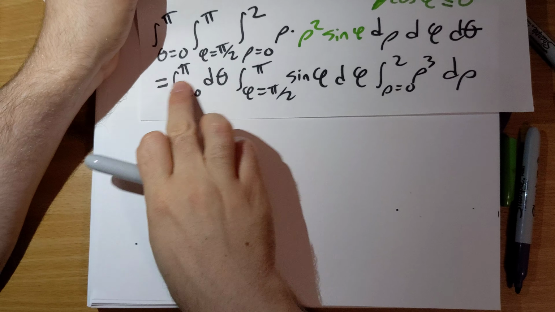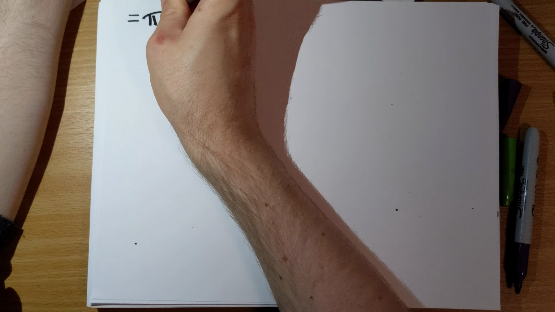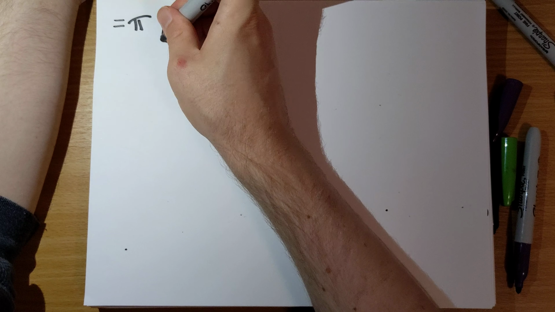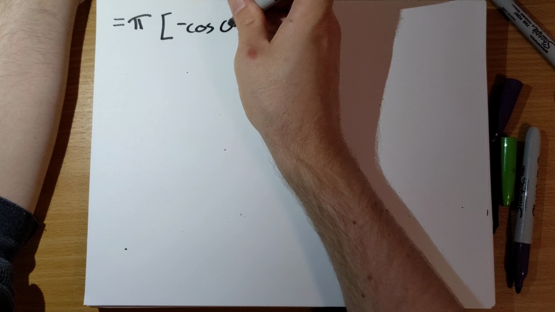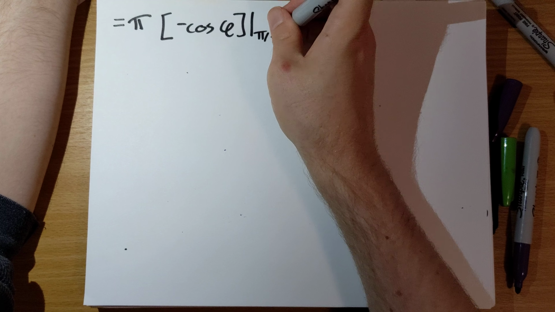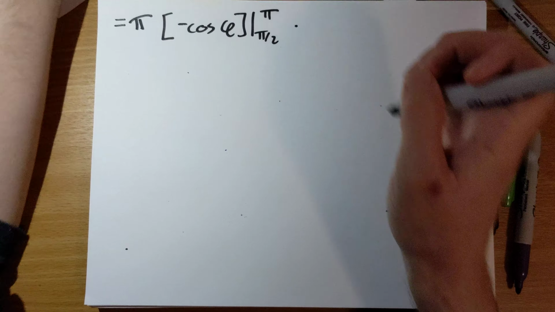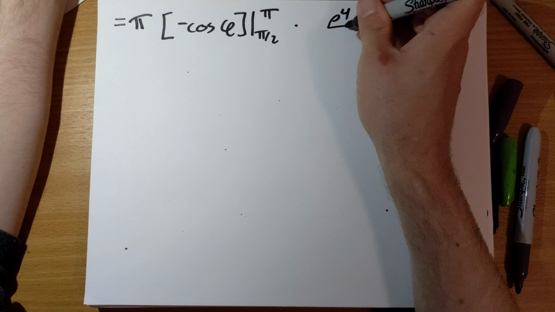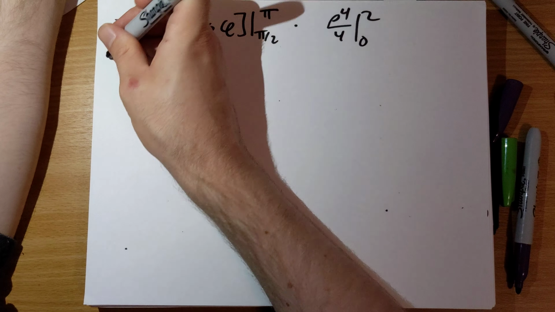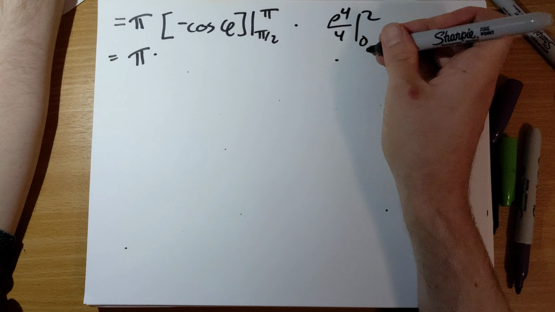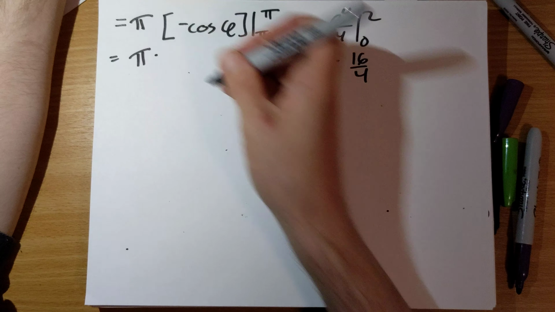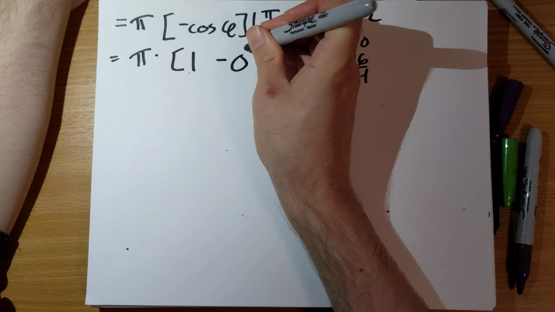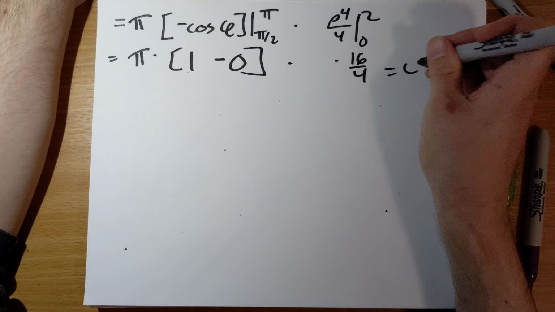So this first integral, that's just going to be pi. This integral will be negative cosine of phi from pi over 2 to pi. This one will be rho to the 4th over 4, plug in 0 to 2. So that's pi. That is 16 over 4. And this one is going to be 1 minus 0. So that looks like 4 pi.